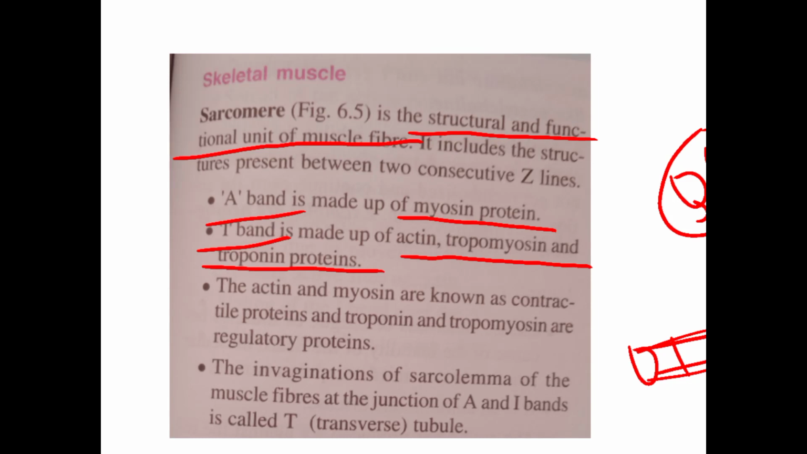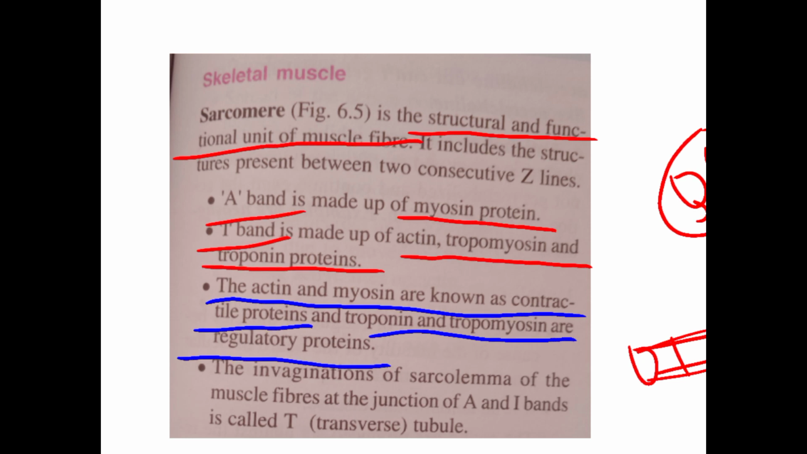The A band, or thick band, is made up of myosin protein. The I band is made up of actin, tropomyosin and troponin molecules. Actin and myosin are mainly involved in contraction of the muscle, hence they are called contractile proteins. The remaining troponin and tropomyosin are regulatory proteins. They are present in the thin band, but they only regulate the process; they do not show any contraction during muscle contraction.